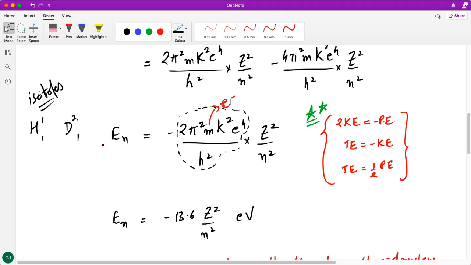However, experimentally, when the spectrum of hydrogen and deuterium were observed, there was a difference between the two spectrums. Slight difference, small difference, but there was.